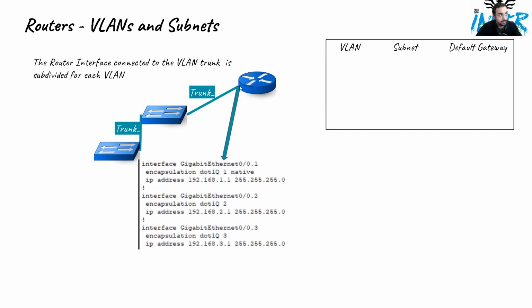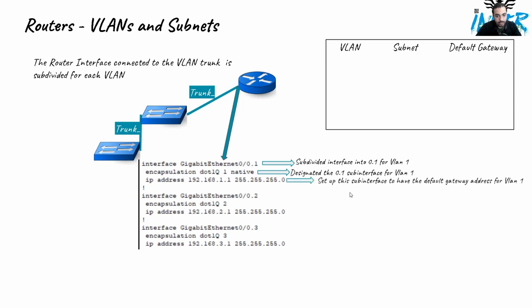This one interface that this cable line is connected to is split up into 3 sub-interfaces: 0.1, 0.2, and 0.3. So this sub-interfacing can only be done on routers, right? So this top sub-interface is 0.1, and this is used for VLAN 1. This encapsulation dot1q native command means that this interface is assigned VLAN 1. Native here means that if any traffic comes in without a VLAN tag, it will automatically be given VLAN 1.